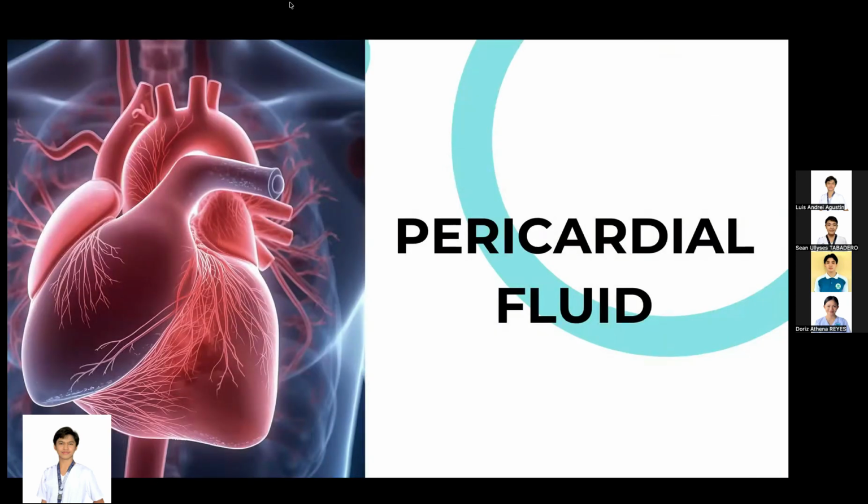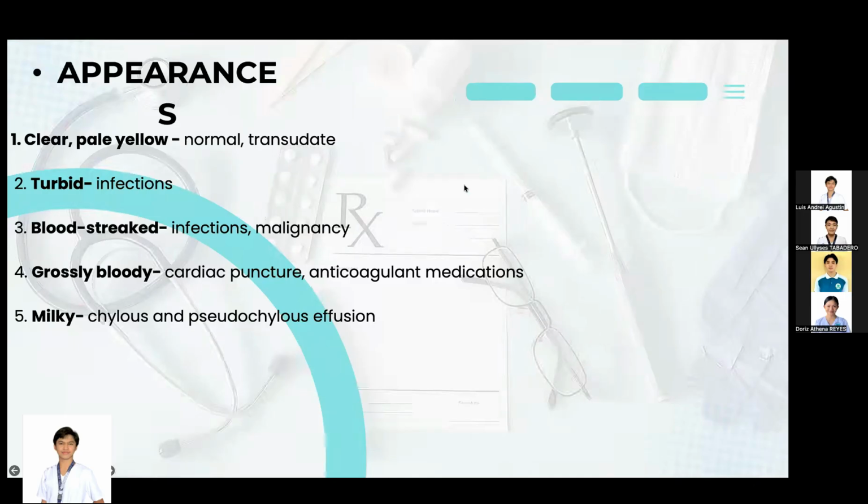So next, we will be talking about the pericardial fluid, which is a thin serous fluid found in the space between the heart's outer and inner layer. This fluid serves as a lubricant for the heart and is typically clear and pale yellow. The purpose of testing this fluid is to diagnose conditions like infection, malignancy, hemorrhage, or inflammation in the pericardium, and the process of collecting the specimen is called pericardiocentesis.